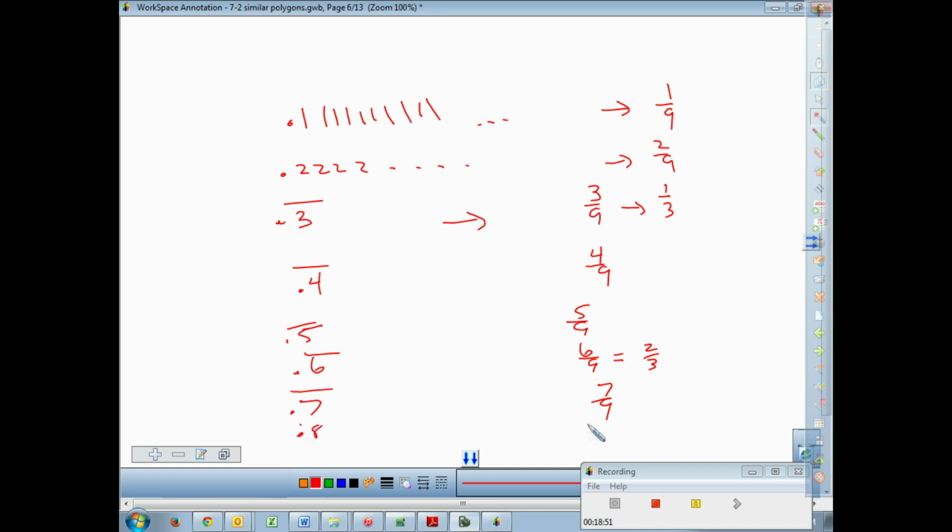0.8 repeating? 8/9. Mind blowing time. Are you ready to get your mind blown? What's 0.9 repeating? It's 9/9, which is what? And that's chaos right there. There's a whole field of mathematics called chaos theory, and this is the introduction to it. 0.9 repeating is really the number 1, and that doesn't make any sense. Chaos right there. 0.9 repeating is the number 1.